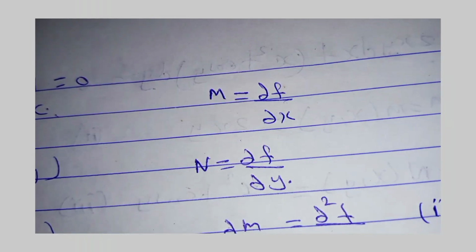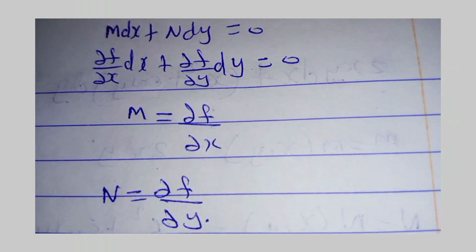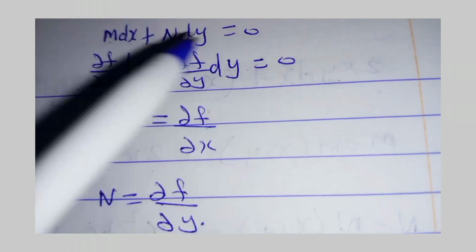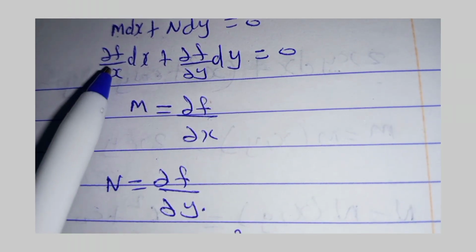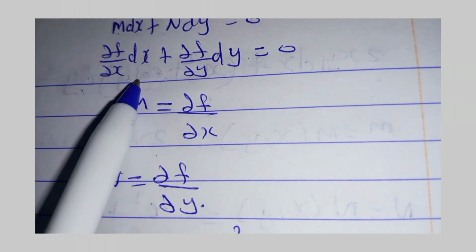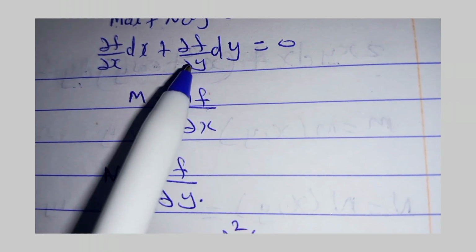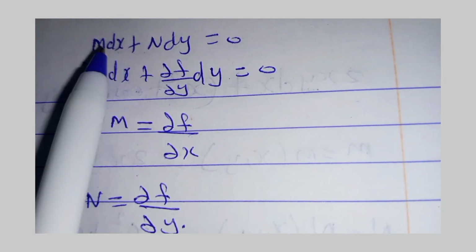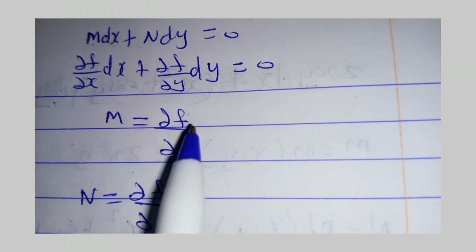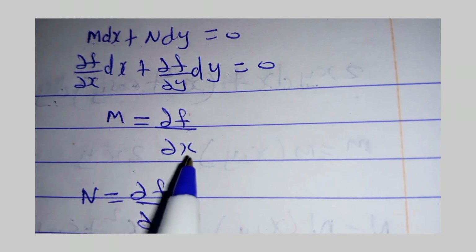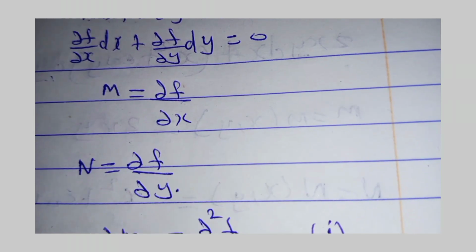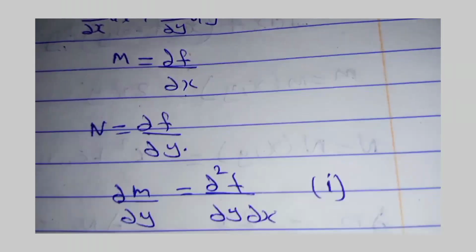Now this is our equation 1, M dx plus N dy is equal to 0. Partial of f with respect to x dx plus partial of f with respect to y dy is equal to 0. So comparing these two equations, our M is equivalent to partial of f with respect to x, and our N is equivalent to partial of f with respect to y.